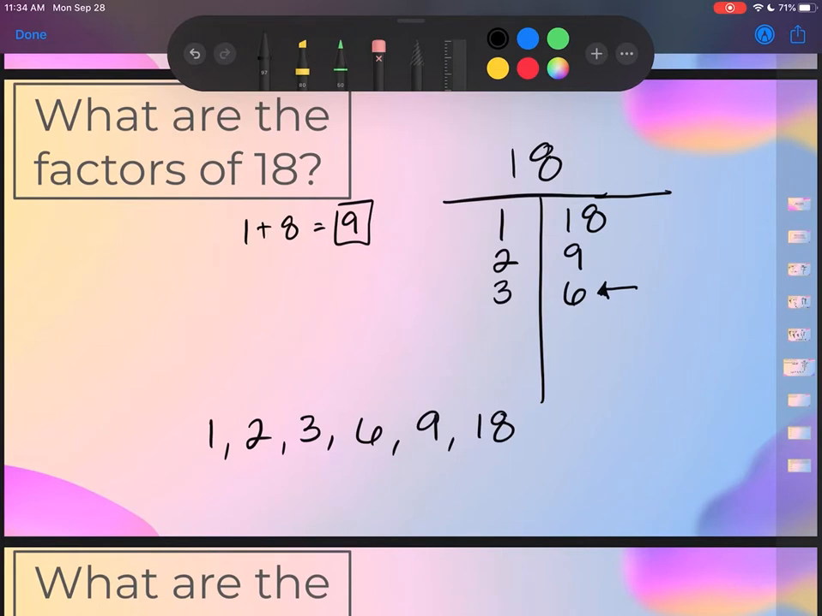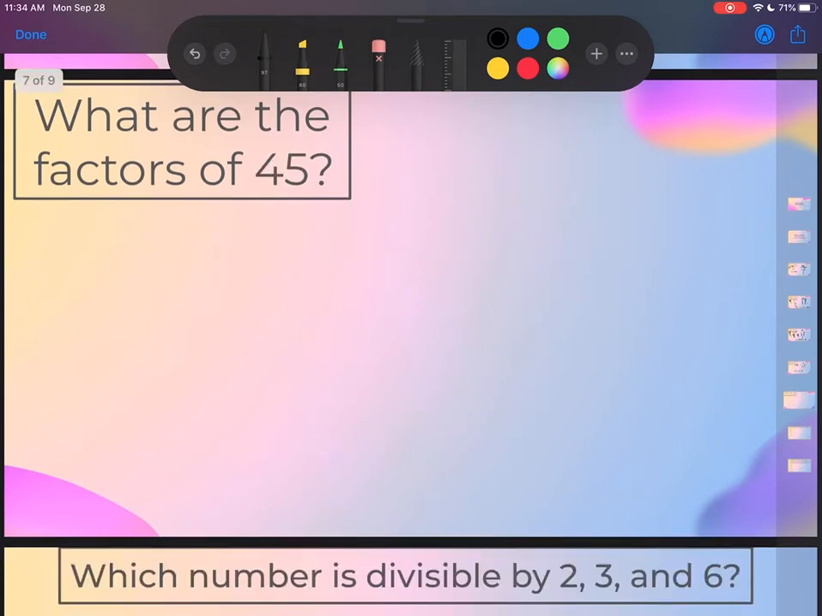Now, let's look at the next one. This is our last T-chart one. What are the factors of 45? So let's make our T-chart for 45.